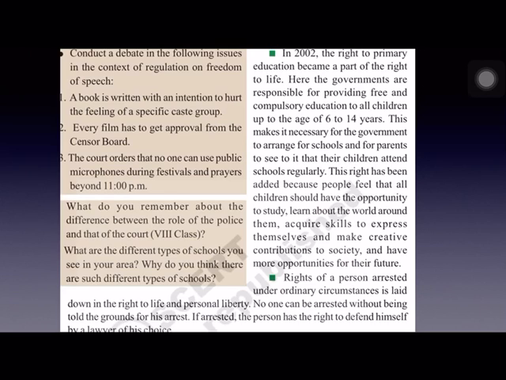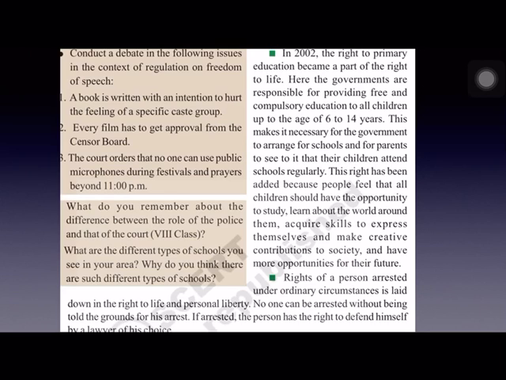And this makes it necessary for the government to provide schools. The government has to arrange for the schools, and the parents must see that the children attend the school. The parents must be interested in sending their children to schools regularly, and then only this right can be enjoyed.